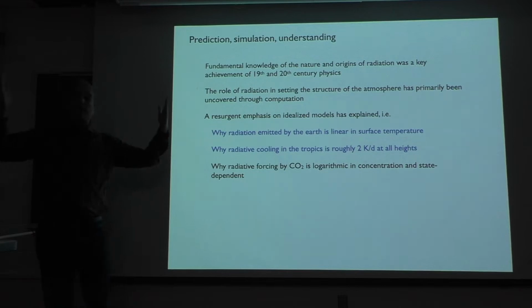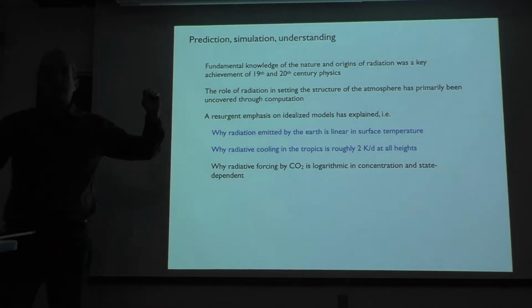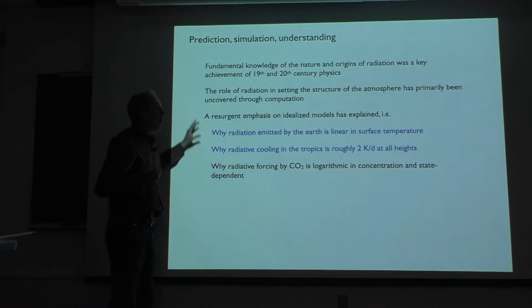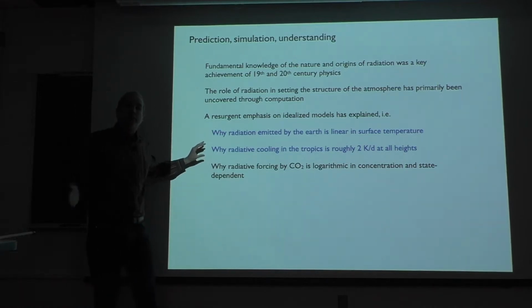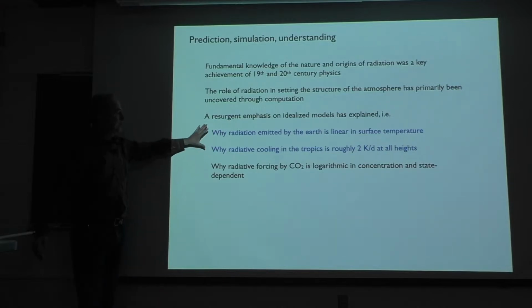Why is outgoing longwave radiation at the top of the atmosphere roughly linear in surface temperature? If that OLR depends on sigma T to the 4th, you'd expect that to be quartic. Why do the tropics cool at roughly 2 Kelvin per day through the entire depth of the troposphere? Try explaining that with a gray radiation model. It would be impossible for you. These 2 are going to feature in the talk. The pieces of physics behind this are going to feature in the talk.